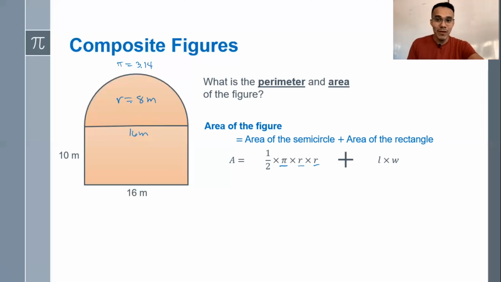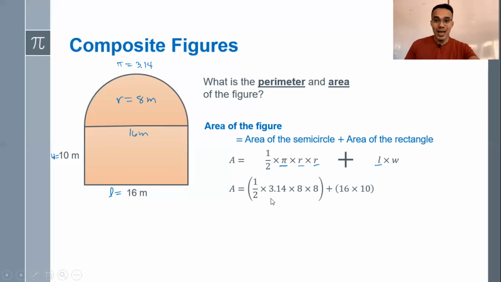We already have the value of r. We already have the pi. Next, let's go to the length. This is our length, and this is going to be the width. Did you get that? It's time now for substitution. The value of pi is 3.14. The value of r is 8. The value of the length is 16. And the value of the width is 10.